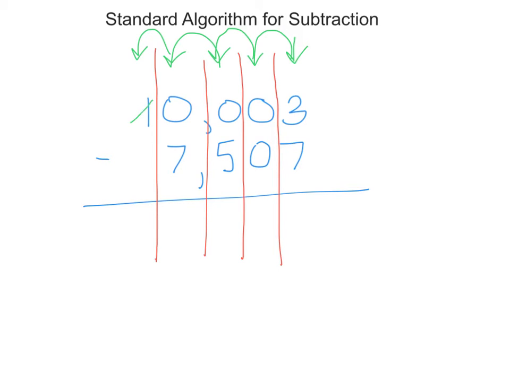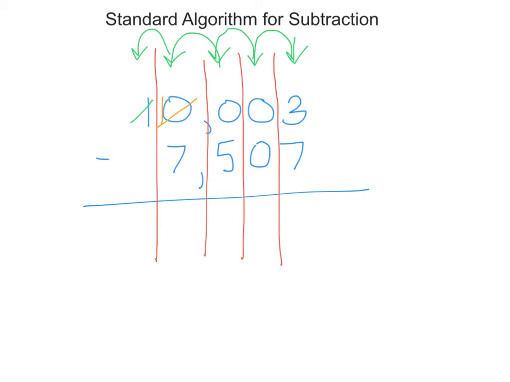So I'm going to do what I call regrouping. I'm taking that 10,000 and I'm going to regroup it into 10 thousands. To do that, I can simply put a 1 in front of the 0 in the thousands place. So now it shows that I have 10 thousands, or 10,000. Now I can borrow one, and I can regroup those 10 thousands.